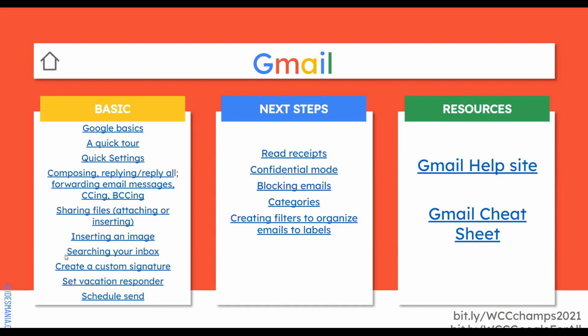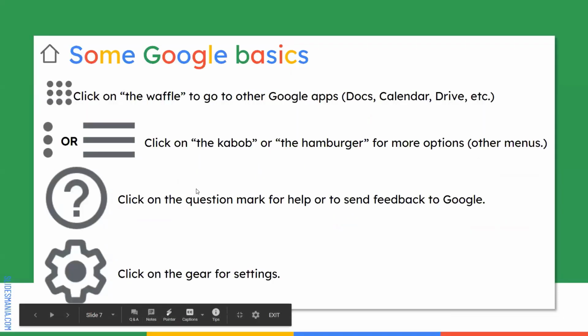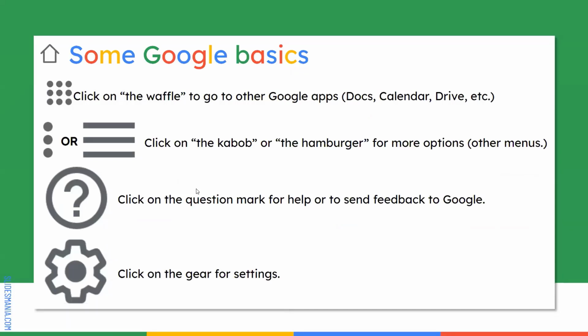So I'm going to go over some Google basics. Here we go. Okay. So these are some things that you find with Google just across the board. And when I talk about Google, I'm talking about Gmail, Google Drive, Google Calendar, Google Docs, all of those things. So across the board, there's some icons that they use regularly.